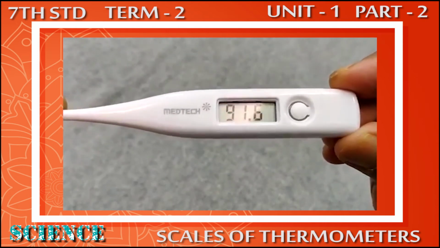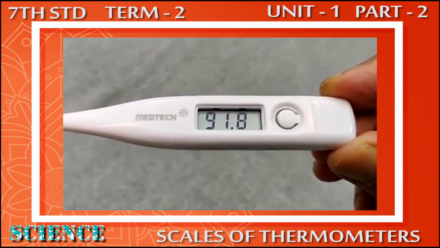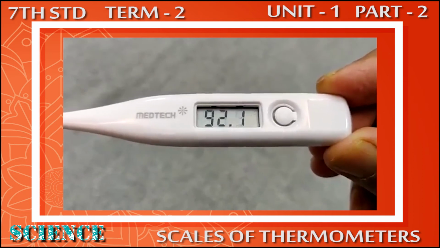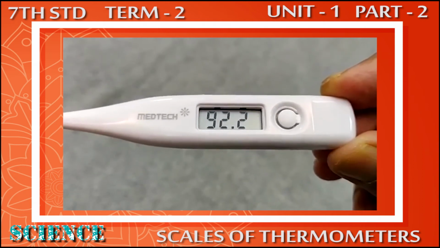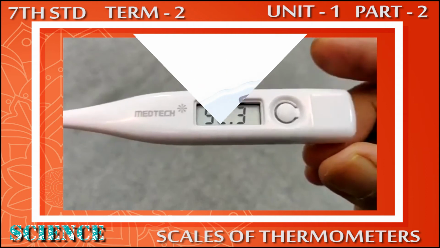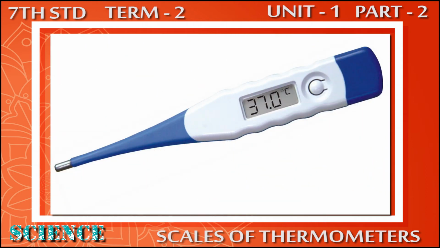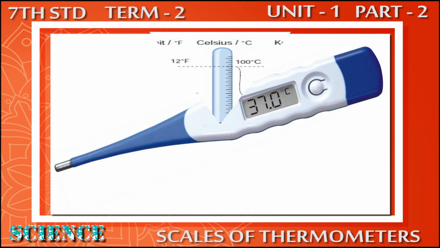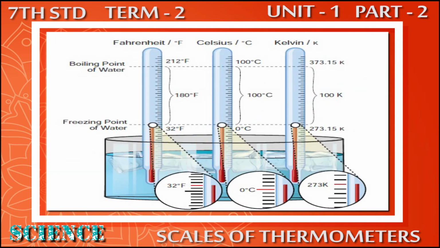After a few seconds, that is 30 or 40 seconds, a continuous beep sound comes. Then you remove the thermometer from the body and see the temperature of our body in digital form. So this is the digital thermometer. Now we are going to learn the scales of thermometer.